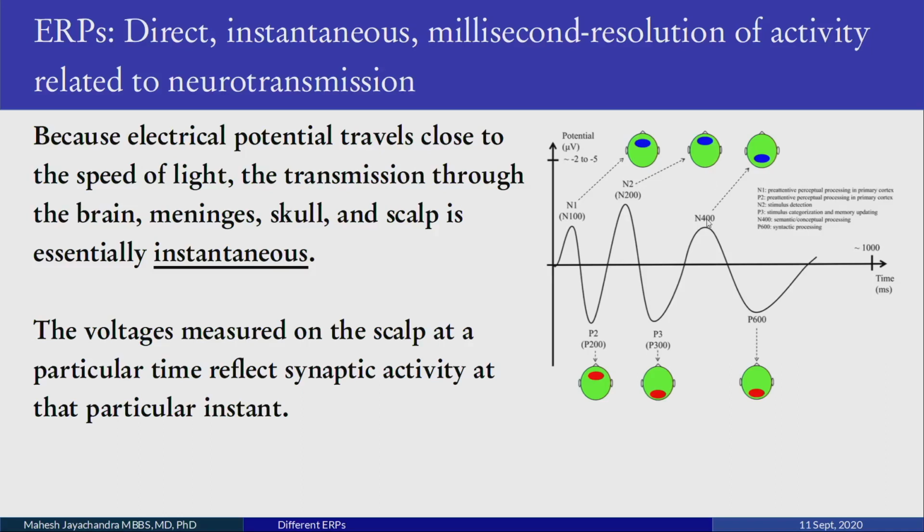N4 is semantic, conceptual processing, and here the activity moves behind to the occipital areas. P3 is the P300, it's there behind, and P600 is syntactic processing. Again, the principal activity is behind. These are averages, the consolidated sum of all the processes happening in the brain at that particular time.